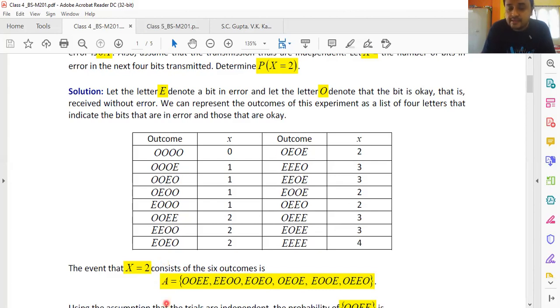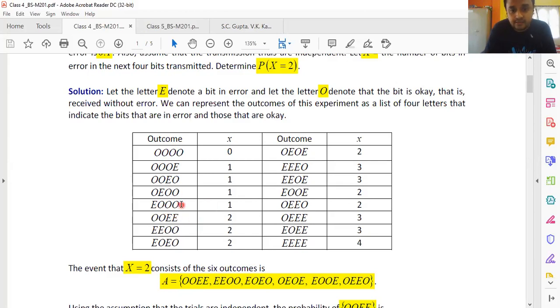So capital A is there. And you see, since I'm interested in counting error bits whose number is exactly equal to 2, I will select only those sequences of 4 bits where only 2 errors have occurred.